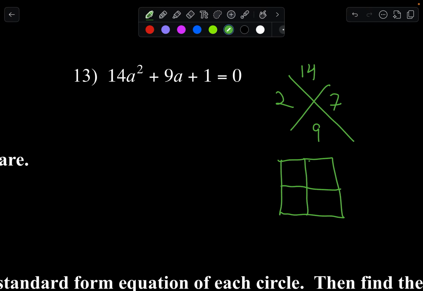Okay. And we put the 14, what is that, a squared? And the 1 here. And then we have to fill in a 7a and a 2a, because these two have to add up to the 9a, that's the middle term. Now look for common terms here.